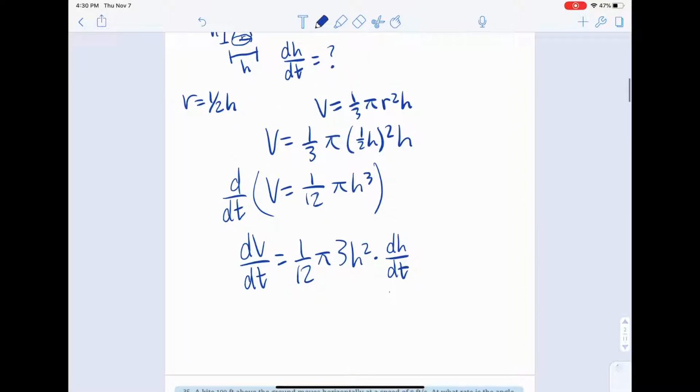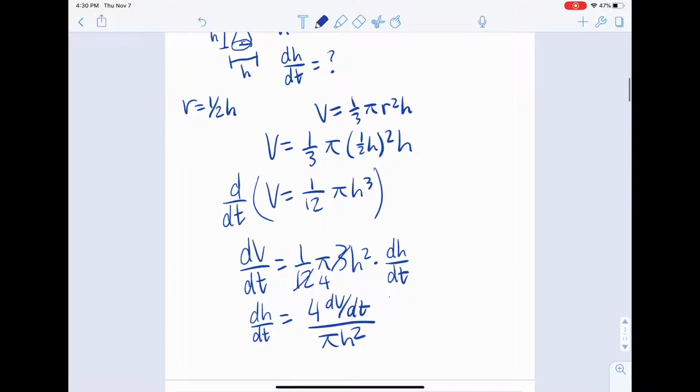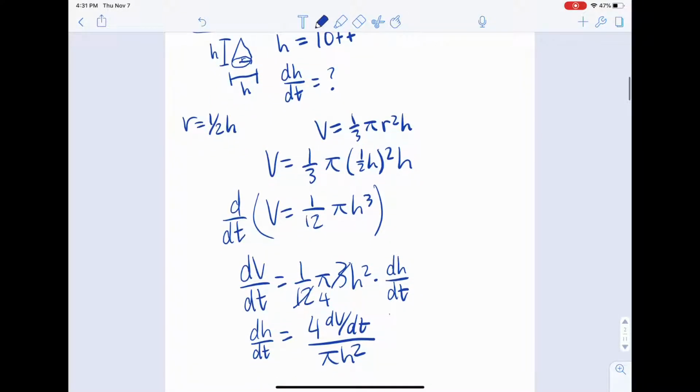And this is just 1/4. And so to solve for dh/dt, we can multiply the 4 over and divide by pi h squared. And then we can plug in 30 for dV/dt and 10 for h. So that equals 4 times 30 over pi times 10 squared, which equals 120 over 100 pi, which equals 6/5 pi.